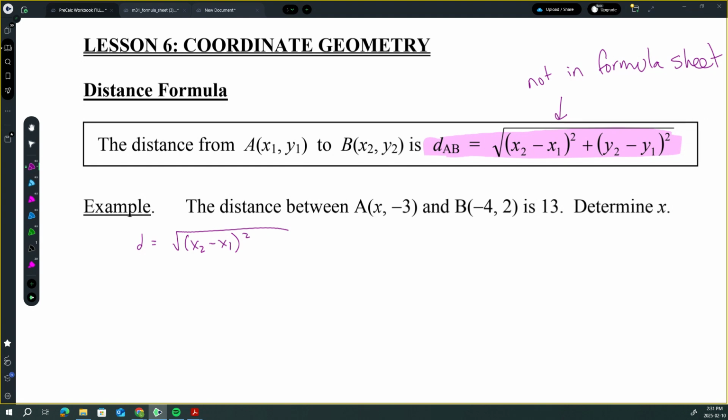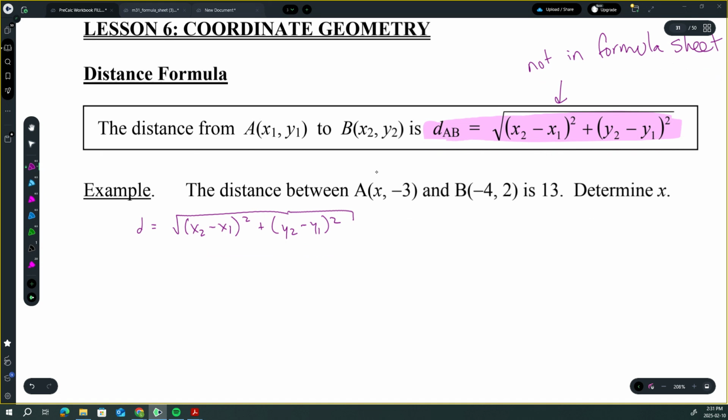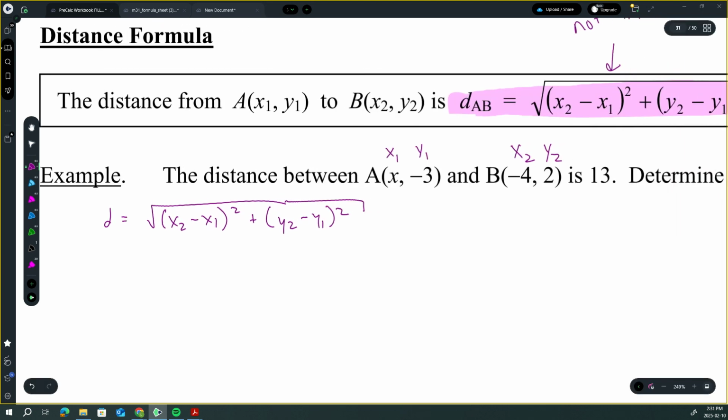So square root of x2 minus x1 squared plus y2 minus y1 squared. Okay, so my x1 and my y1 I'll label. Same with my x2 and my y2, just to make it easier, because oftentimes where people go wrong is they just get mixed up as to which number should go where. Okay, and they're telling us that the distance between those 2 points is 13, so that's going to be the D.